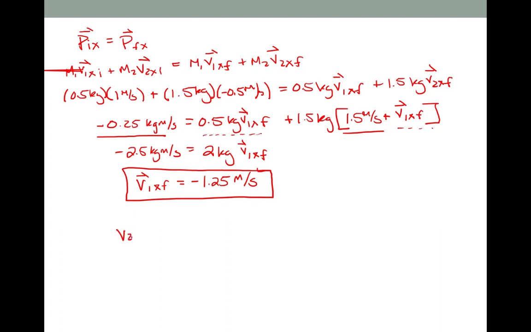I can now find V2x final because it equals 1.5 meters per second plus V1x final from, again, the previous equation we got looking at the energy equation. 1.5 minus 1.25 is 0.25 meters per second. And we are done with the x direction. We're now going to move on to the y direction and do the exact same analysis.